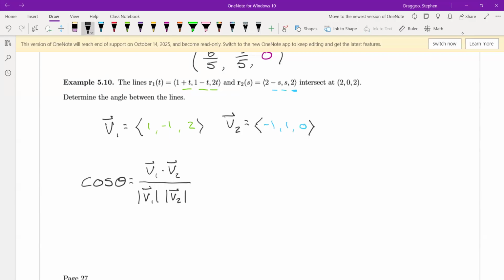Which I can then convert into saying that theta is going to be the cosine inverse of what I get when I multiply all this stuff together. Well, okay, if I take a dot product, 1 times -1 plus -1 times 1 plus 0 is -2, divided by a couple of square roots. I believe that's the square root of 6 for the green vector and the square root of 2 for the blue vector.